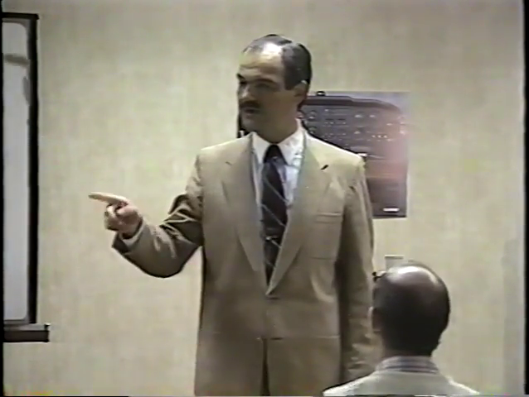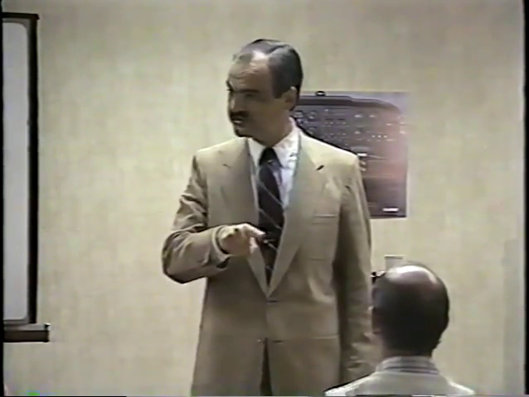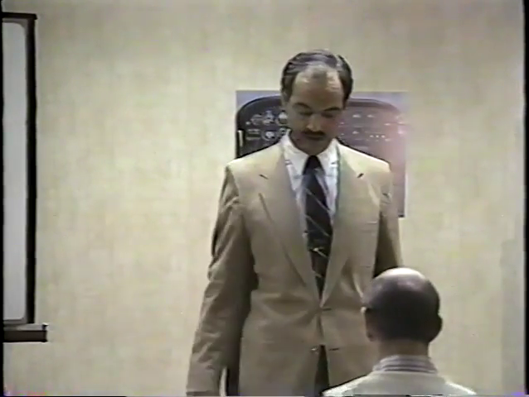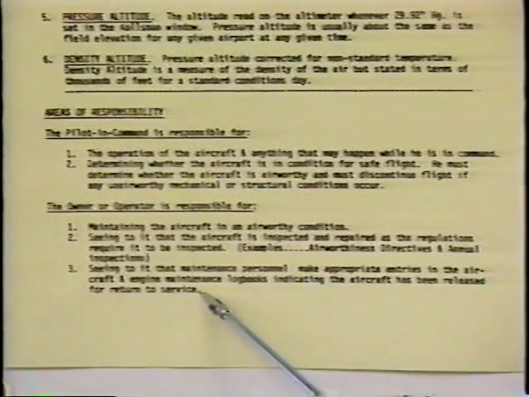The owner-operator. The operator may be you if you're the pilot, even though someone owns the plane. So the pilot sort of is responsible for these things too. Anyway, the owner-operator is responsible specifically for maintaining the aircraft in an airworthy condition, seeing to it that the airplane is repaired and inspected as the regulations require, and seeing to it that the maintenance personnel make appropriate entries in the aircraft and engine maintenance logbooks indicating that the aircraft has been inspected and released for return to service. All right? So he's responsible for maintenance.